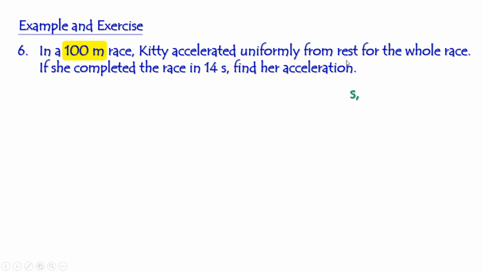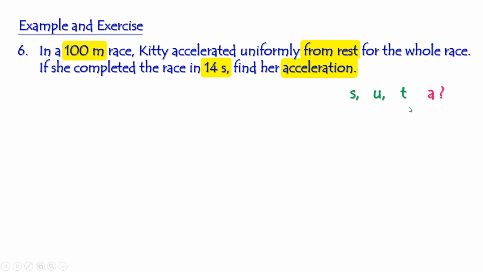Do you still remember from rest? From rest means the initial speed. The initial speed is equal to 0 for the whole race. Kitty accelerates uniformly from rest. If she completes the race in 14 seconds, 14 seconds should be the time taken by Kitty. Can you find the acceleration of Kitty? So you have these numbers: the distance traveled by Kitty, her initial speed, and the time taken for the race. Can you find her acceleration?